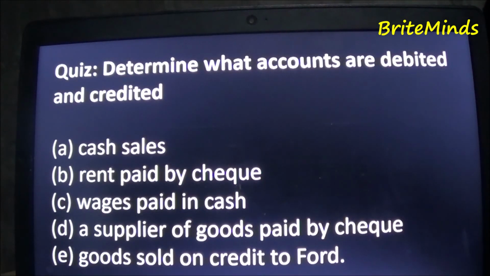Let's have a quiz. Determine what accounts are debited and credited. A. Cash sales. B. Rent paid by check. C. Wages paid in cash. D. A supplier of goods paid by check. E. Goods sold on credit to Ford.